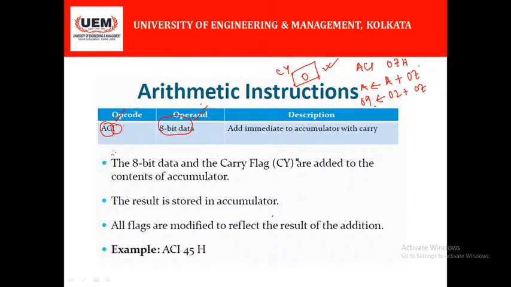So the 8-bit data and the carry flag are added to the content of the accumulator. Sorry for the mistake, the carry flag is also going to be added here. Because the 07 data we are supplying directly, or immediately, or explicitly inside the definition of the instruction, we can understand that this instruction is in immediate addressing mode.